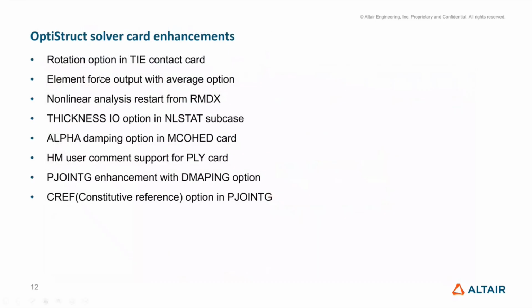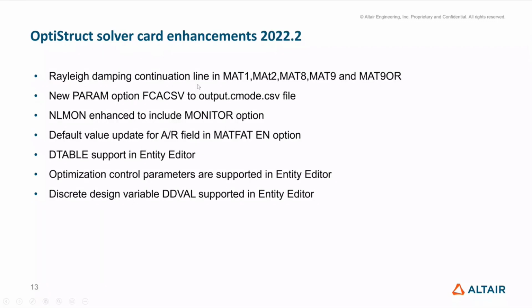Okay. Some of the key enhancements with regard to the OptiStruct solver card are the rotation option in the tie contact card and other key options here. One point to highlight in terms of nonlinear analysis is that the PJOINTG card is enhanced with the damping option, and also the constitutive reference option in PJOINTG. These are the key enhancements for .3, and I just want to touch base on what was released in .2 as well, since there was no GTS session for the OptiStruct interface. So just highlighting the key options here.